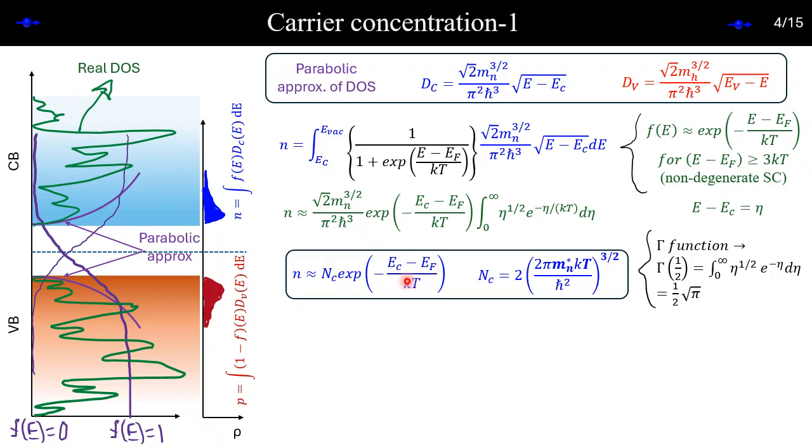Consistent? Do you agree or not? Very simple, right? You have to say; if you don't say, I don't get it. So if EF, the Fermi energy level, is close to the conduction band, from this expression, do you get a higher number of electrons or not? Yes? Okay, so things are consistent.